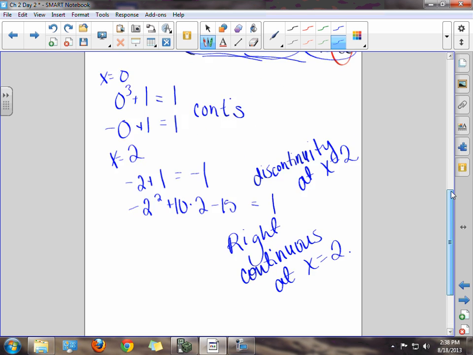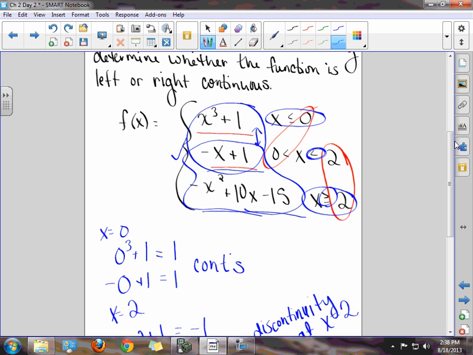So check the jumps. I would say 0 and 2 are my jumps, and then look and see where that equal part is. If the equal part's on the left side, then it's going to be left continuous. If the equal part's on the right side, it's going to be right continuous.